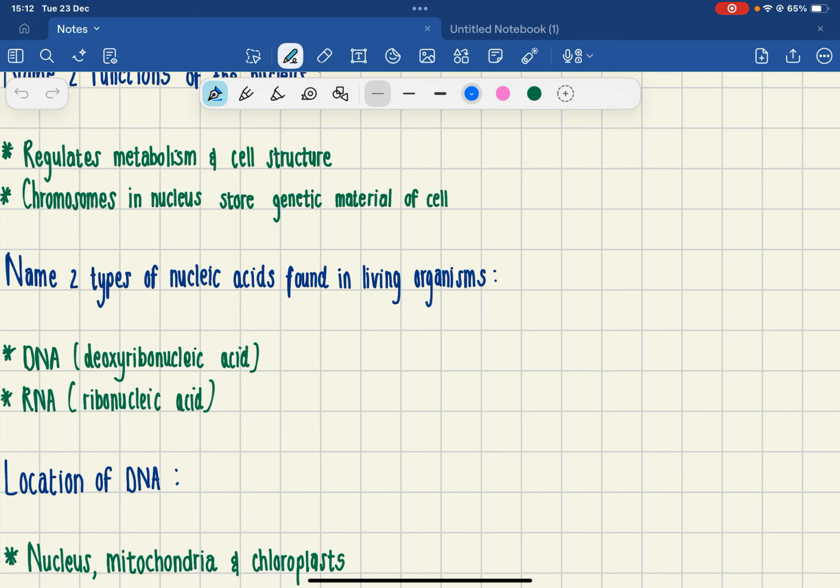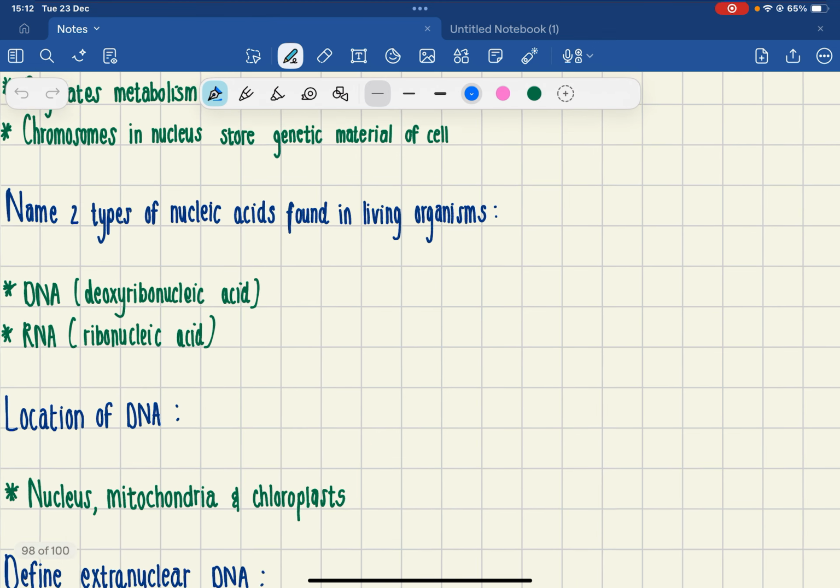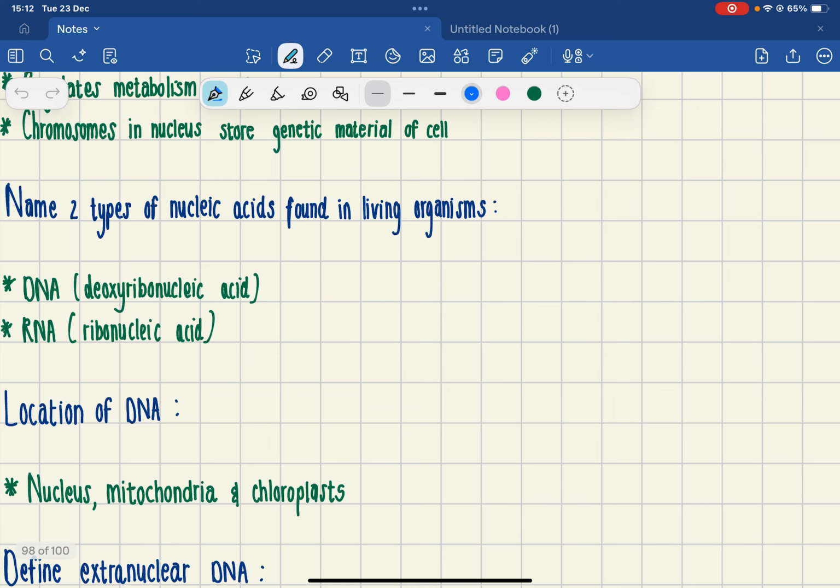So let's quickly recap. We've got the nucleus. We need to know the structure of the nucleus. We need to know the functions of the nucleus, that it regulates the metabolism and functioning of the cell, as well as it contains chromosomes, which contain the genetic material of the cell. Now, from there on, we find DNA and RNA. But for now, we're going to first start looking at DNA. And where's the location of DNA? Very important, boys and girls, because in one of the Gauteng practicals, the SBAs, they did ask this question and it was 2 marks. 2 marks out of 30 is a lot, boys and girls.